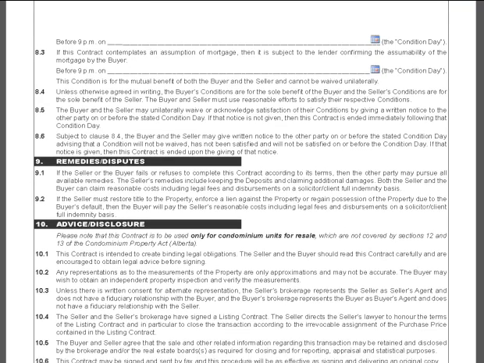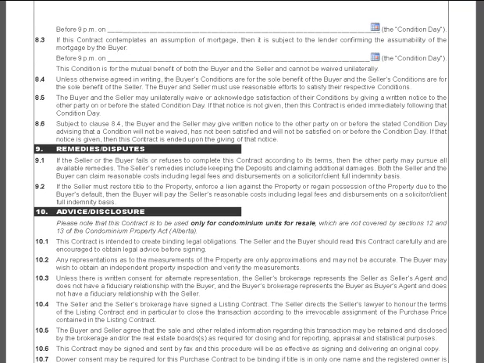Now, number 10. This is advice and disclosure. And this is important here. It says, please note this contract is to be used only for condominium units for resale, which are not covered by sections 12 and 13 of the Condominium Property Act. Alright, we'll continue on here.